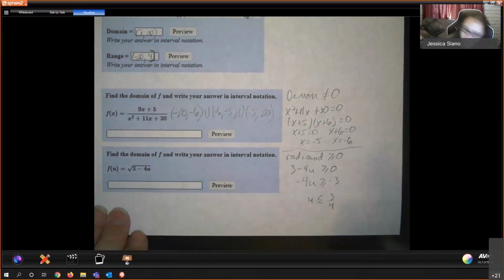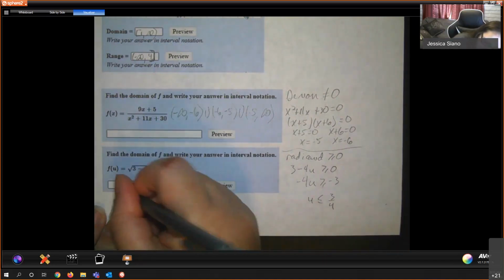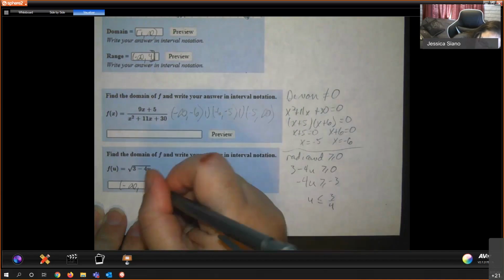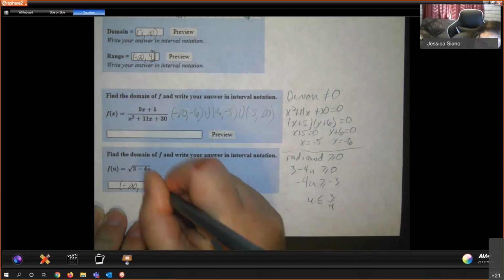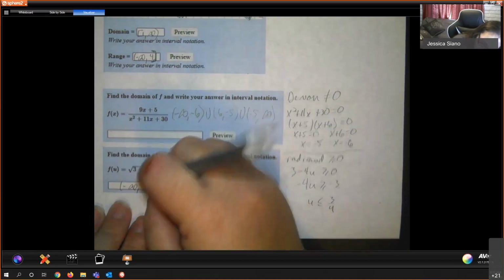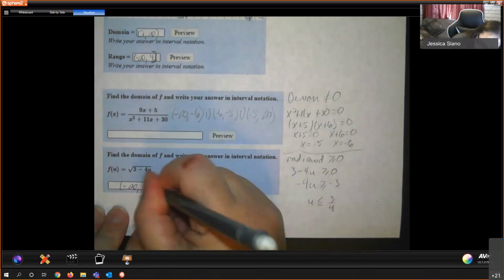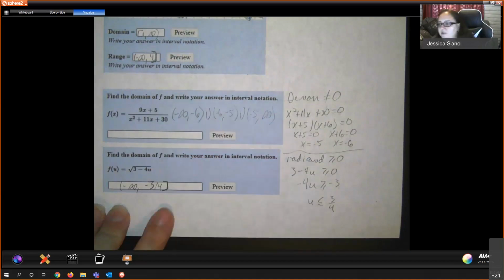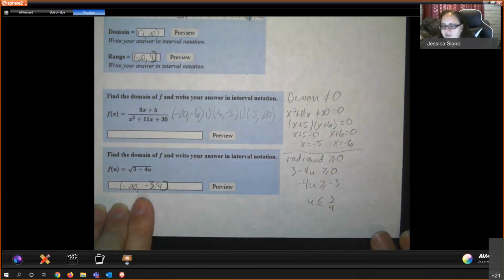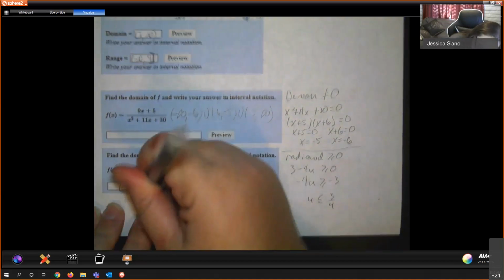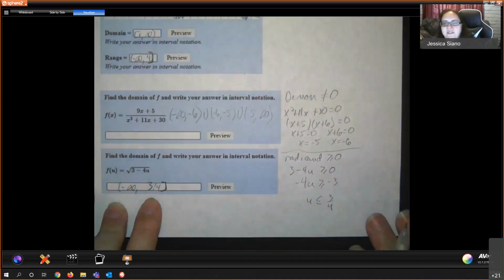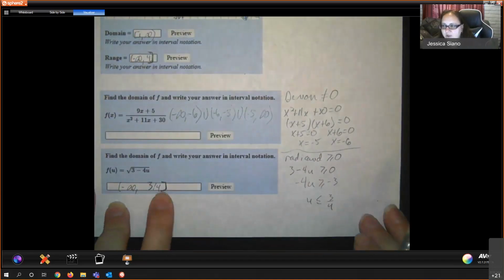So in interval notation, I would say that that is all of the numbers to the left of -3/4, including -3/4, because you are allowed to take the square root of 0. The square root of 0 is 0. So it gets a bracket. So this is all of the numbers to the left of 3/4, including, or -3/4, excuse me. Nope, +3/4. Shouldn't have put a negative sign there. All of the numbers to the left of 3/4, including 3/4.